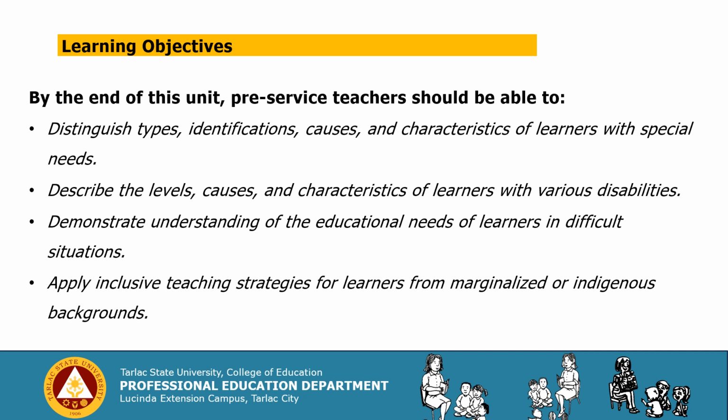For our learning objectives, by the end of this unit, pre-service teachers should be able to distinguish types, identifications, causes, and characteristics of learners with special needs, describe the levels, causes, and characteristics of learners with various disabilities, demonstrate understanding of the educational needs of learners in difficult situations. Last, apply inclusive teaching strategies for learners from marginalized or indigenous backgrounds.